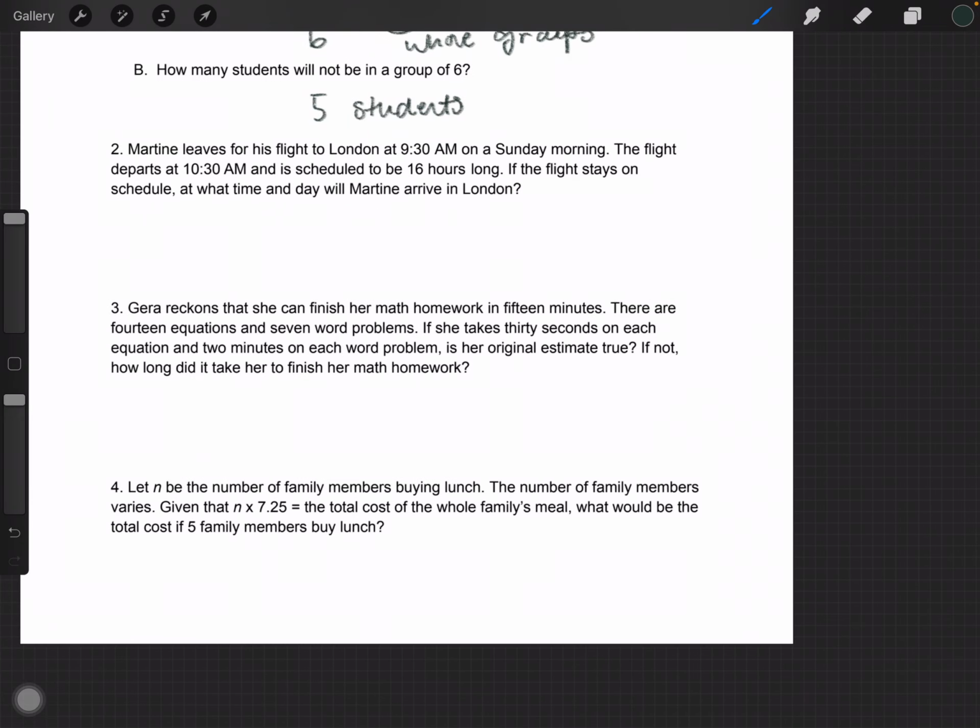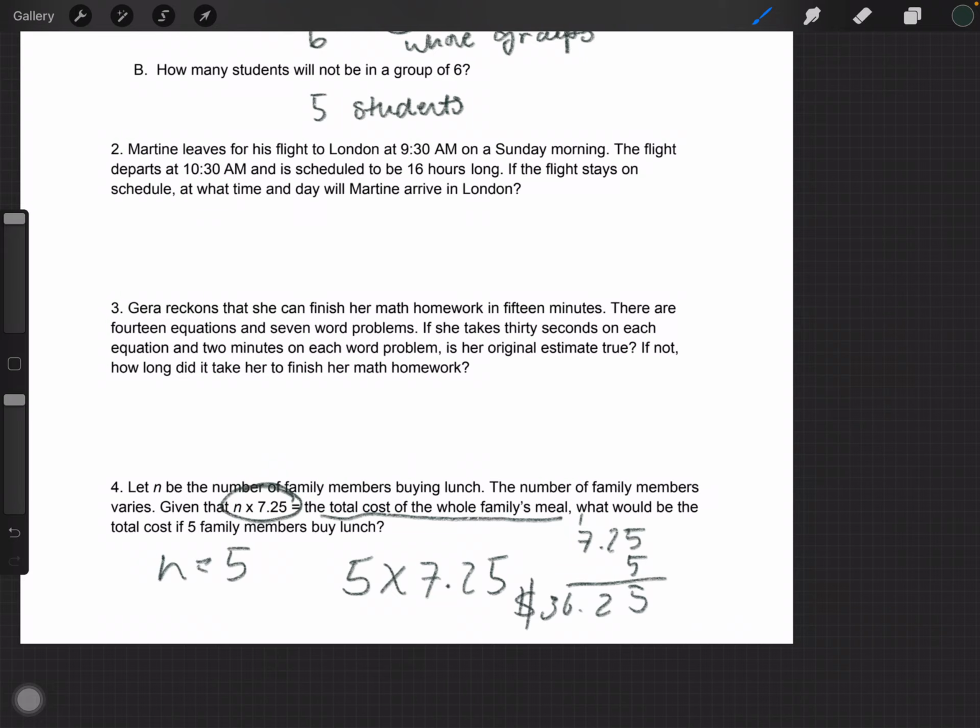So it says, let n be the number of family members buying lunch. N is a variable, which means that it can be any whole number in this case, because we're talking about family members. It says the number of family members varies, given that n times 7.25 equals the total cost of the family's whole meal. What would be the total cost if 5 family members buy lunch? So we know that n is the number of family members buying lunch, and we're given that there are 5 family members buying lunch. So we can just say that n equals 5. And then they want us to find the total cost of the whole family's meal, which is this equation. Now since n equals 5, we can put 5 times 7.25, which, let's do some math here. 5, 1, 30, 36. Okay, $36.25. That's all.